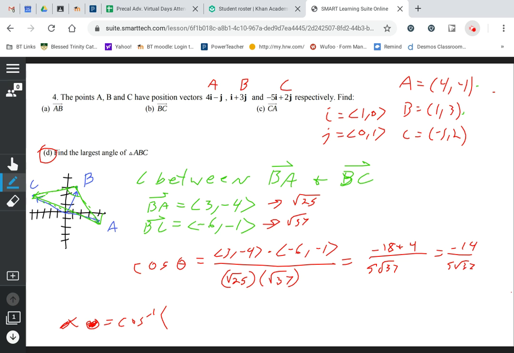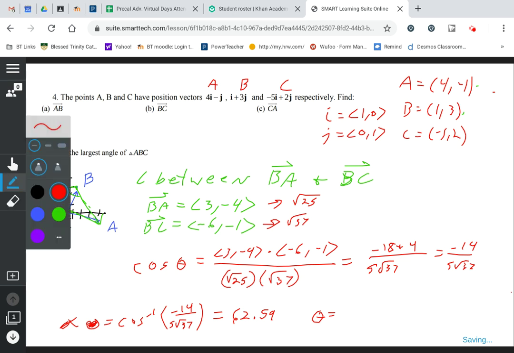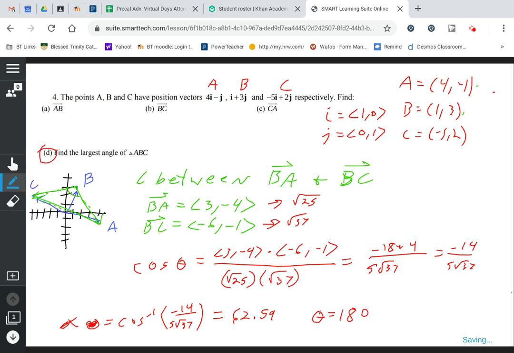So we're going to do alpha here. We're going to do inverse cosine of negative 14 over 5 root 37, which, if we use our calculator, ends up giving us 62.59. But since we know this is going to be an obtuse angle, my theta is actually going to be 180 degrees minus the 62.59, which ends up being 117.41.